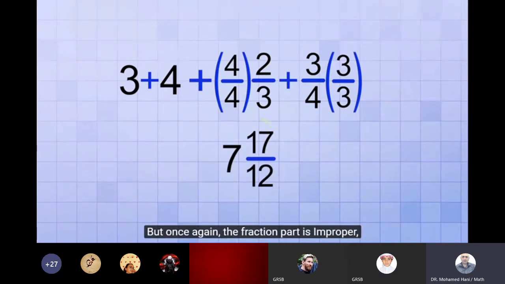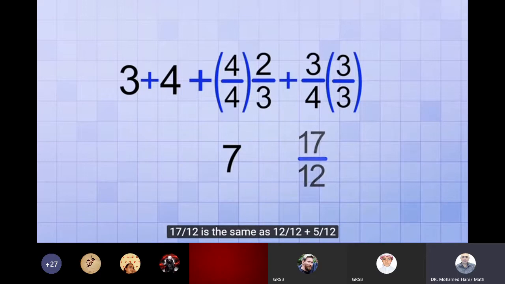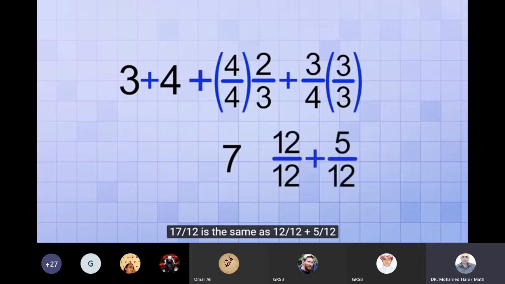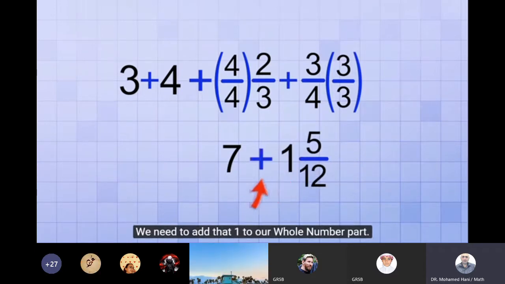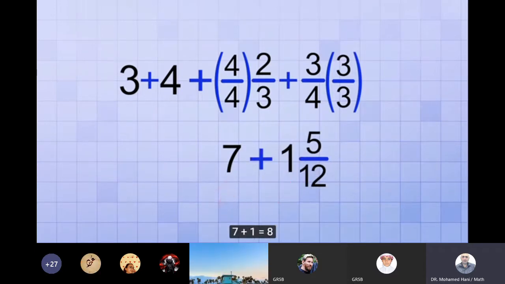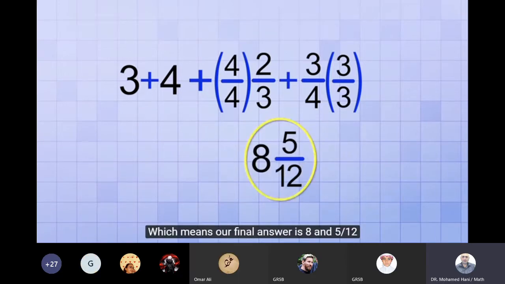But once again, the fraction part is improper, so we have to simplify it because its value is greater than 1. 17 over 12 is the same as 12 over 12 plus 5 over 12, which is the mixed number 1 5/12. We need to add that 1 to our whole number part. 7 plus 1 equals 8, which means our final answer is 8 5/12.